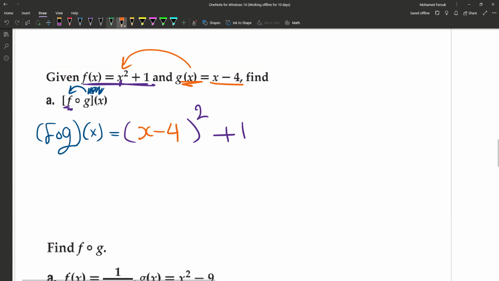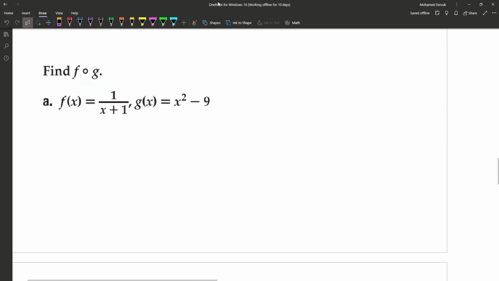Actually, this expression is very good, and you can use it to get the composition of the two functions. But if you need to expand the brackets or do some algebraic steps, you can do it. But I prefer to keep it like this: x minus 4 squared plus 1. You only substitute one value for x, and you will get your answer. Okay, next.